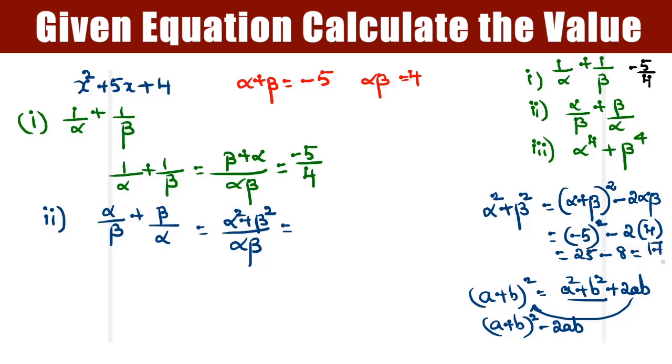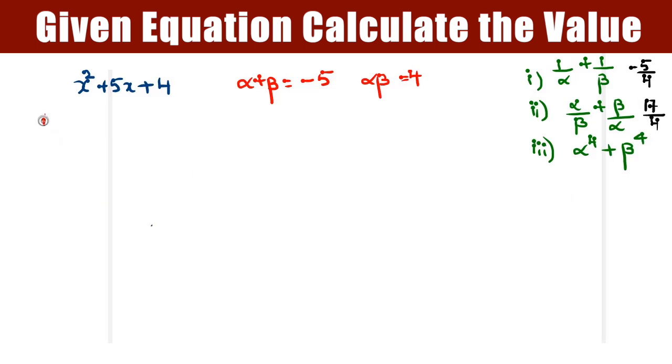Now the value doesn't stop here. I'm going to carry over that here. So this is 17. We already calculated the value of alpha beta as 4. So the value alpha by beta plus beta by alpha is going to be 17 by 4.